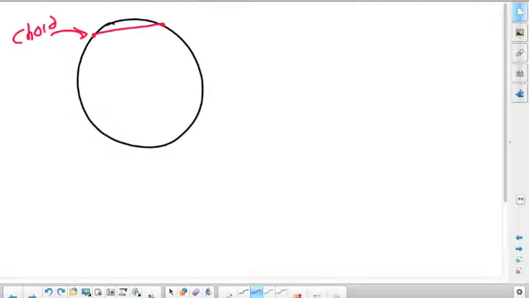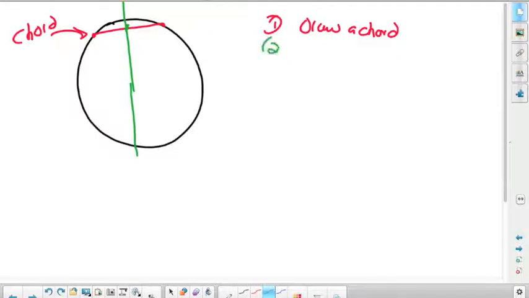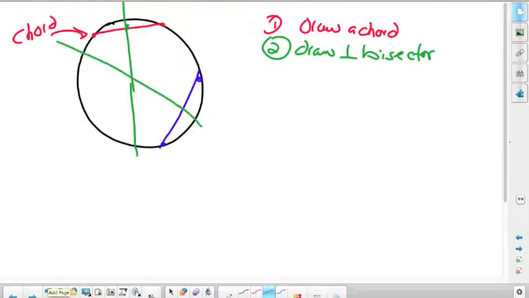A chord. So step 1, draw a chord. We found the middle. We did a perpendicular bisector. Repeat. We needed another chord. So 3. Repeat.